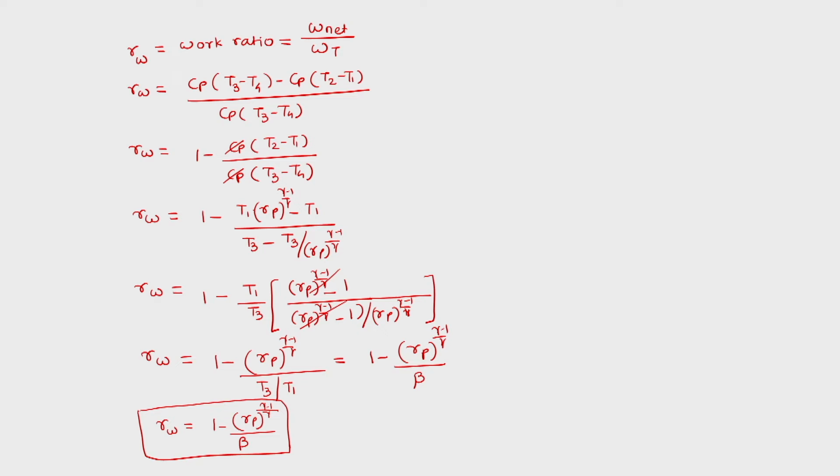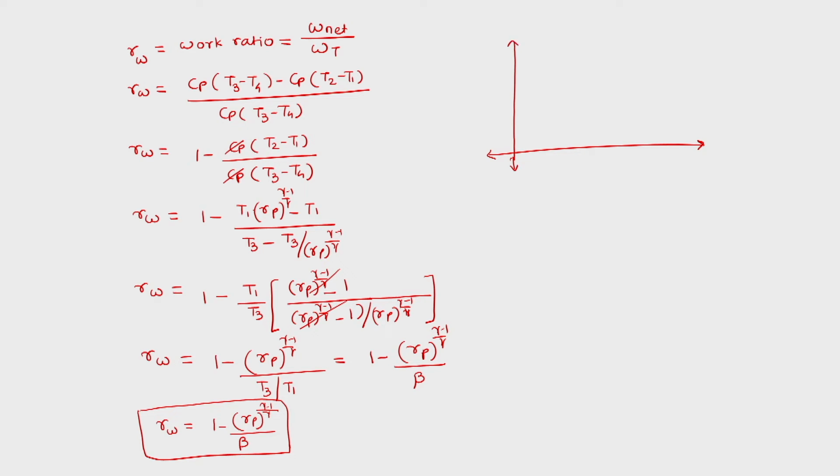Now we will consider two cases for drawing the TS diagram. In one case we will take beta as constant, and if we vary Rp, what will happen to Rw, and in the other case we will take Rp as constant and if we vary beta, what will happen to the work ratio. Then we can draw the TS diagram for these two cases.